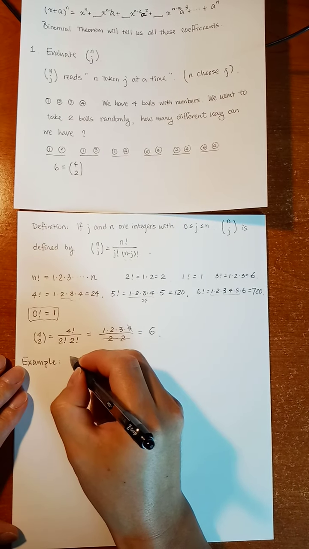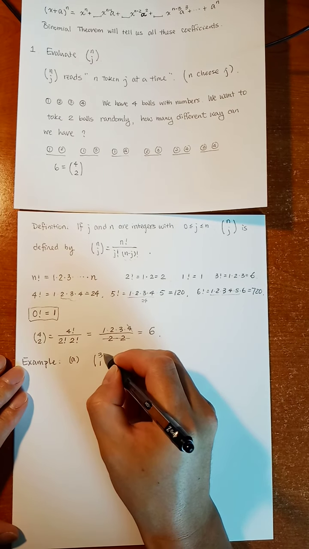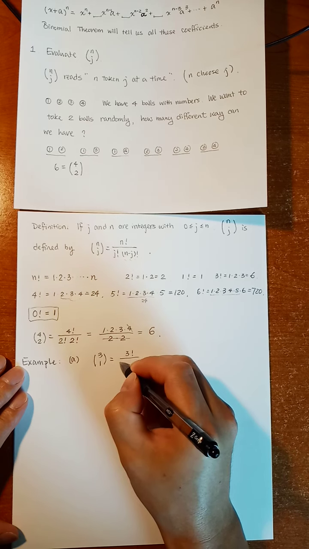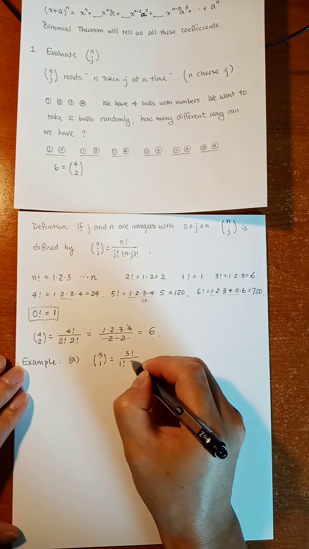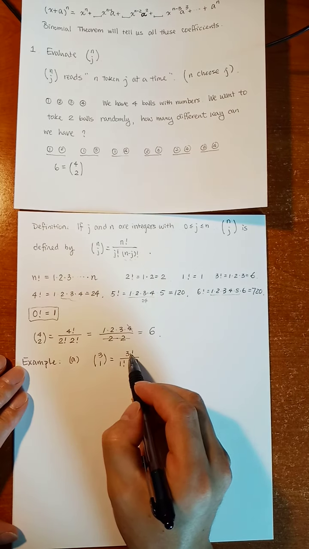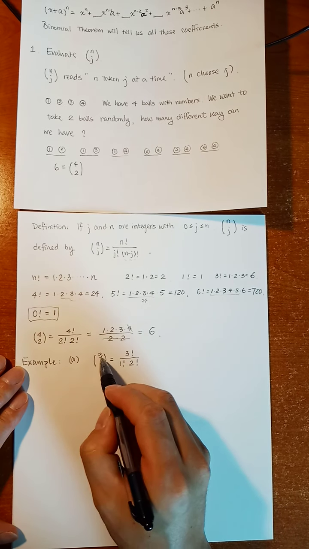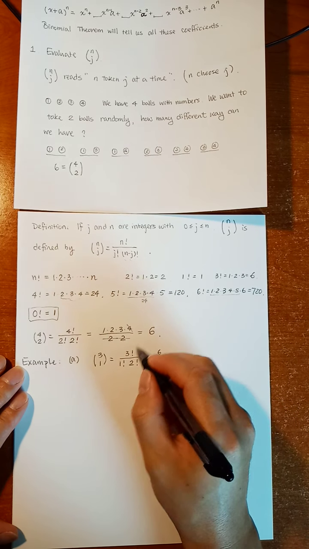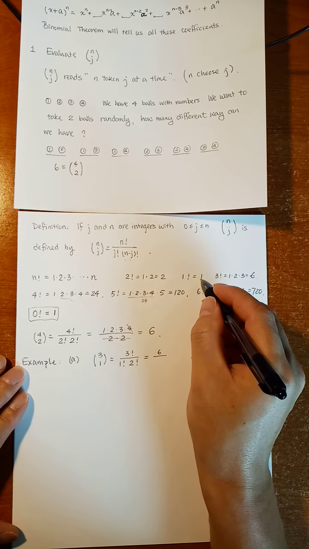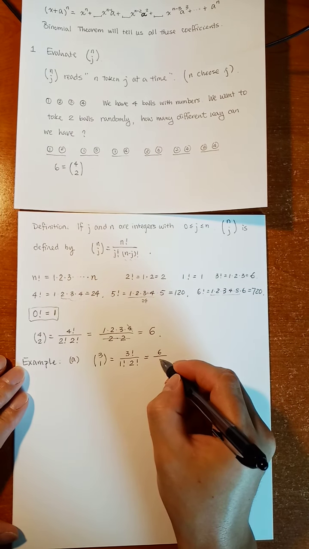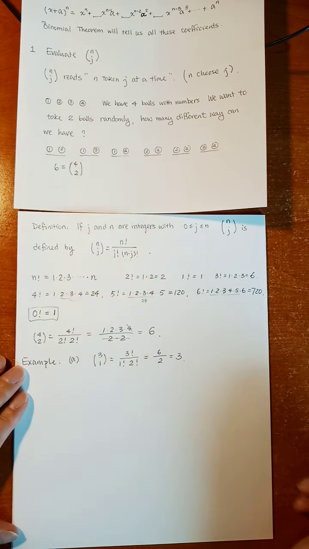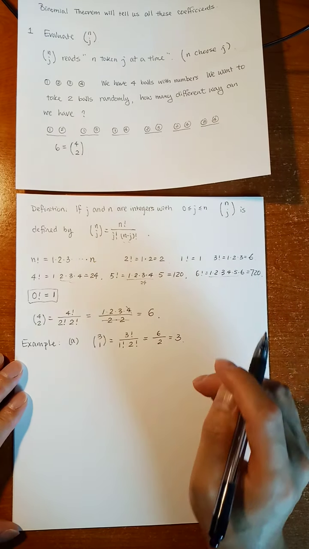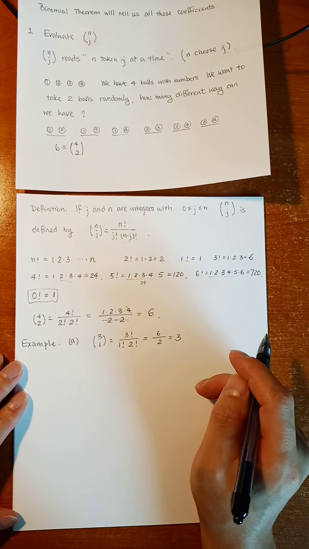Part A, let's see, 3 choose 1. By definition, 3 choose 1 is 3 factorial over 1 factorial times 3 minus 1 factorial. So 3 factorial in the numerator, 1 factorial, and the difference 3 minus 1, 2 factorial. 3 factorial, we know, is 6. 1 factorial is 1. It's a product, so the product with 1 you don't need to write. 2 factorial is 2. So this symbol is equal to 3. You will see that this symbol is always an integer. If you get some fractions, it means you're wrong.